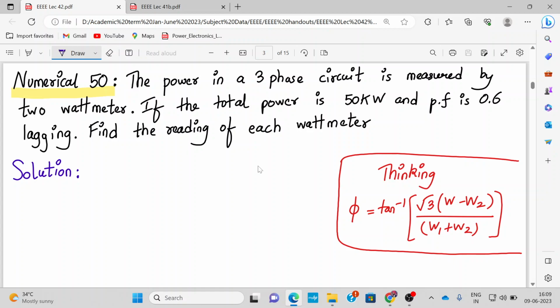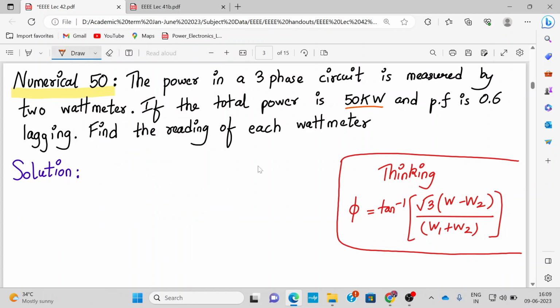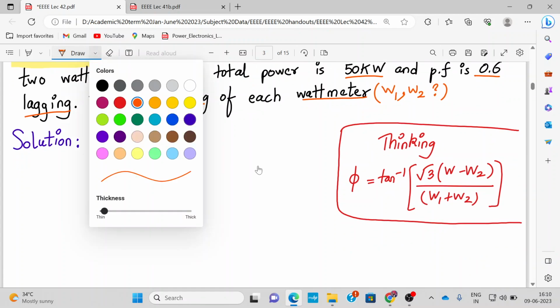The power in a three-phase circuit is measured by 2 wattmeters. The total power is given as 50 kilowatt and the power factor is 0.6 lagging. You have to find the reading of each wattmeter. Basically we have to find W1 and W2. Total power is given to us and the power factor is given to us. Alright, so let's start finding the solution.